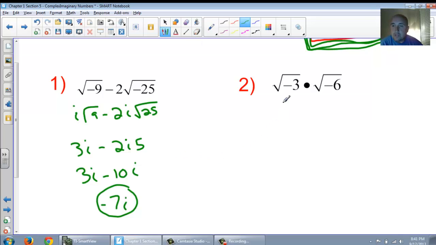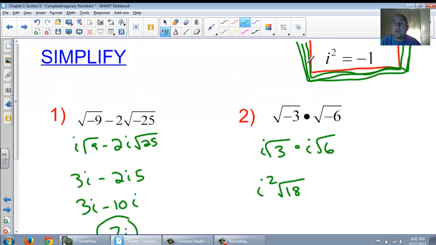Okay. Example 2, we have i root 3 times i root 6. I cannot simplify either of these, okay, but I am going to multiply like terms. So I have an i times an i, which is i squared. And I have root 3 times root 6, which is square root of 18. Now we can simplify some things here. So from right above here, we have to remember that i squared is negative 1. So we have to simplify i squared to be negative 1, and then break down square root of 18 to 9 times 2.